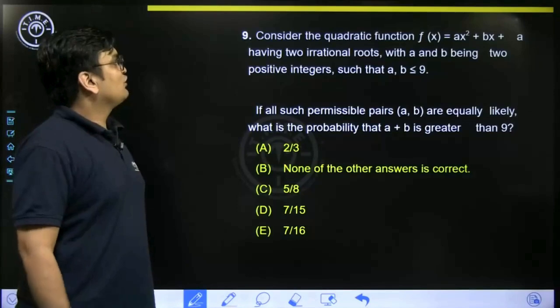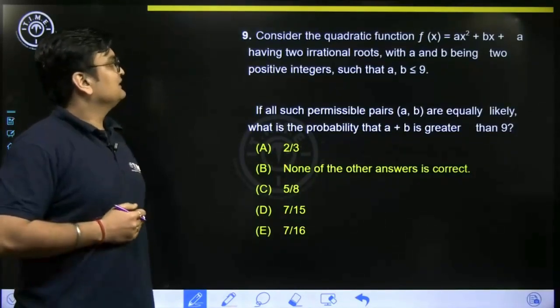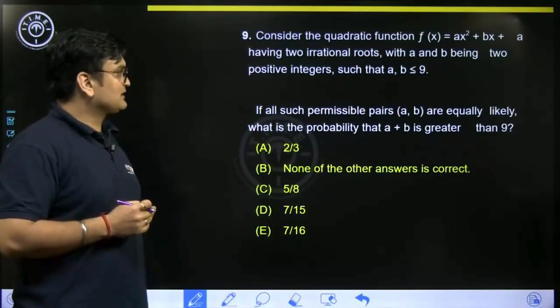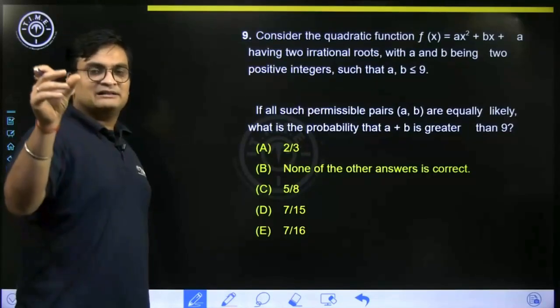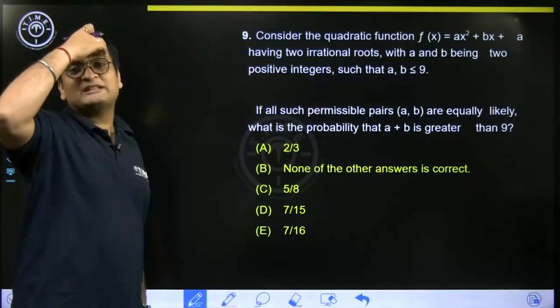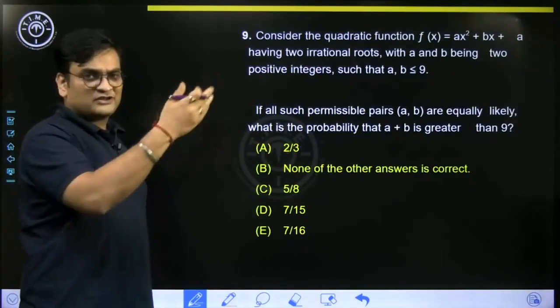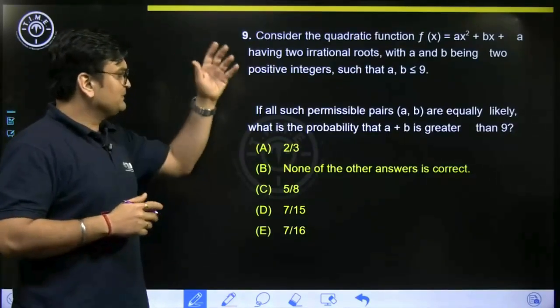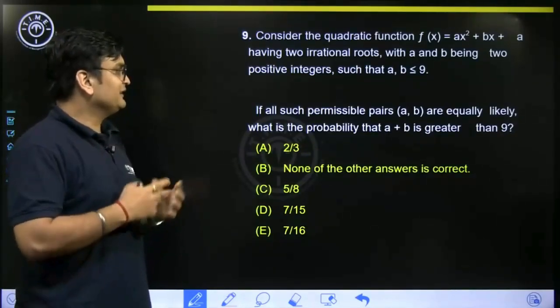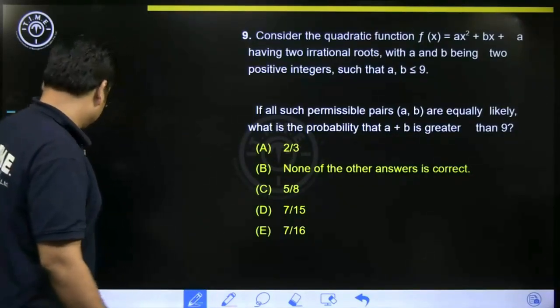Consider the quadratic function f of x equal to ax square plus bx plus a having two irrational roots. So, two irrational roots would mean what? The discriminant that we have, b square minus 4ac, is not a perfect square, with a and b being two positive integers such that a and b are less than or equal to 9. If all such permissible pairs a comma b are equally likely, what is the probability that a plus b is going to be greater than 9?